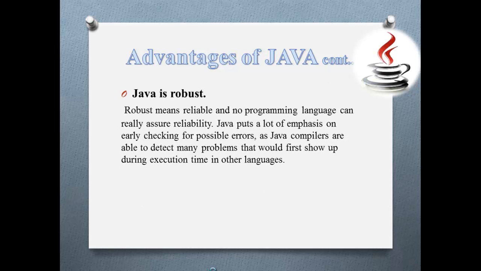Robust. Robust means reliable, and no programming language can really assure reliability. Java puts a lot of emphasis on early checking for possible errors, as Java compilers are able to detect many problems that would first show up during execution time in other programming languages. Also, Java is multi-threaded.